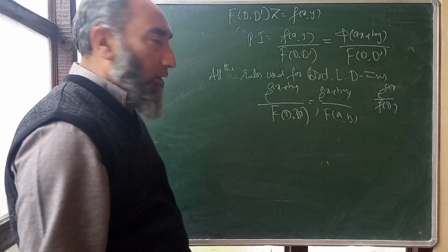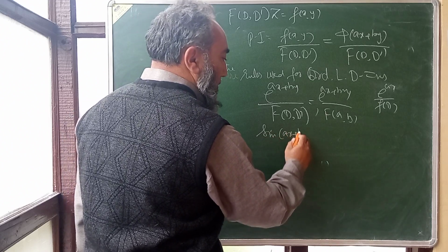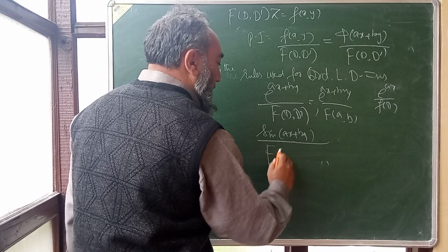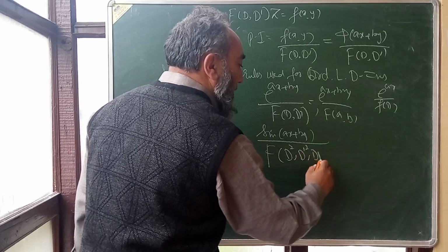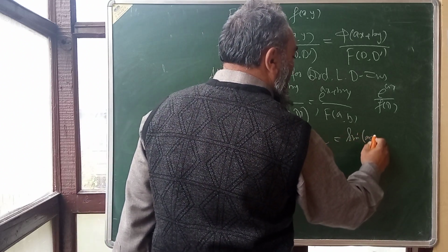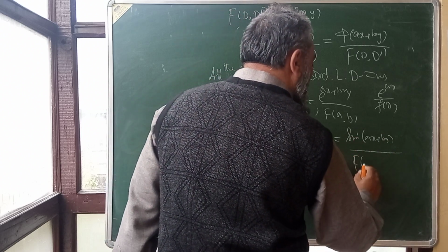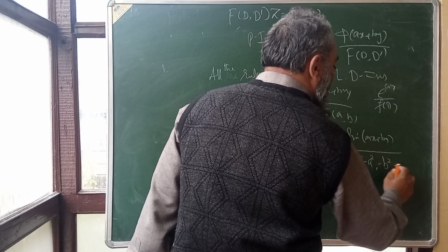This is it. If you have sine (ax plus by) or cos (ax plus by) upon f(D, D'), there will be D square, D' square, D and D'. What you have to do is that for sine (ax plus by), replace D square by minus a square, D' square by minus b square, and DD' by minus ab.